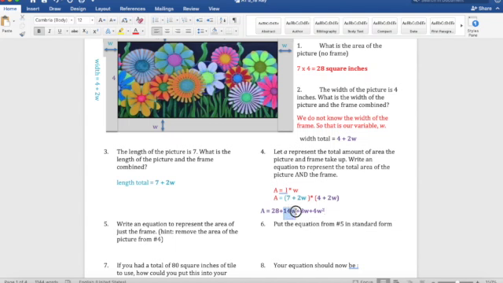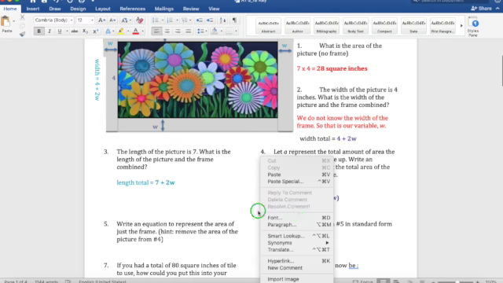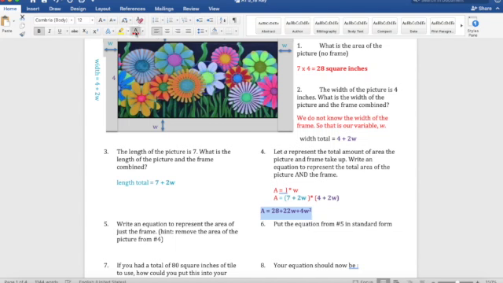So 14W and 8W combines to get me 22Ws. All right, so there's my area formula. I'm just going to leave this in red. So then, number 5, write an equation.